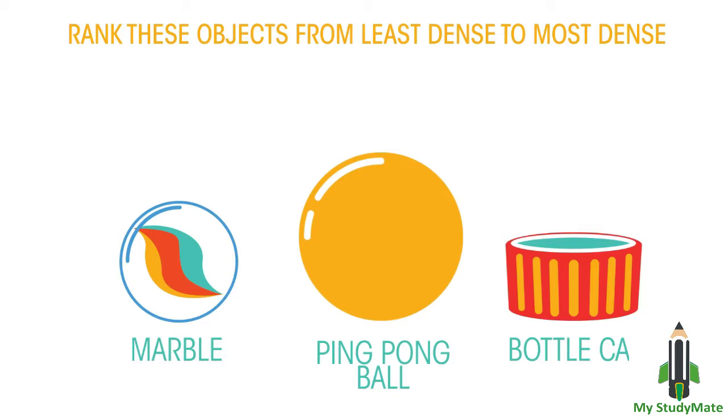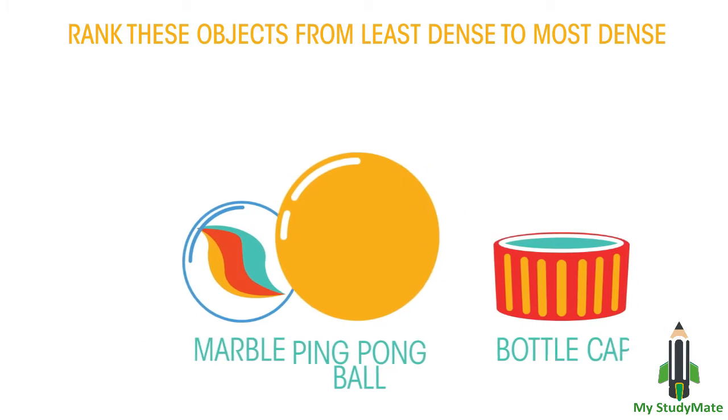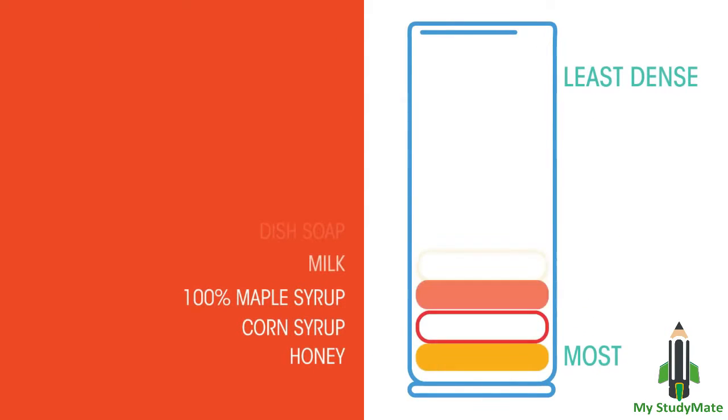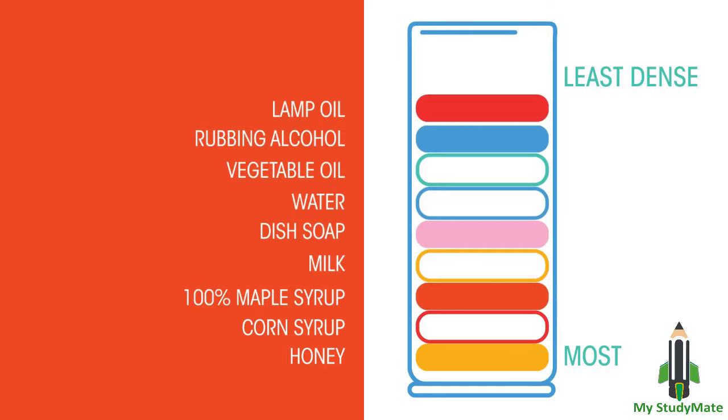Did you know that liquids and gases also have different densities? Look at this density tower of different liquids. The honey is most dense and so sinks to the bottom, whereas milk is in the middle and lamp oil is the least dense. But what about densities between different states?